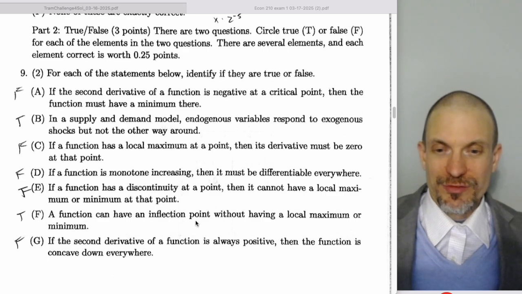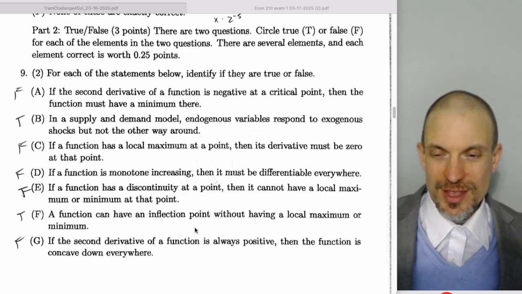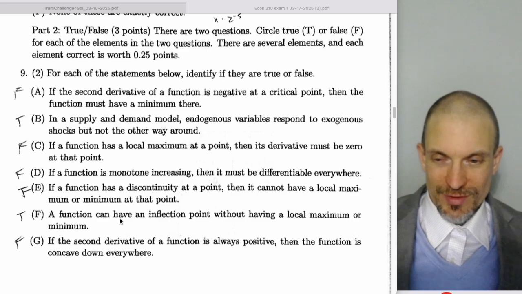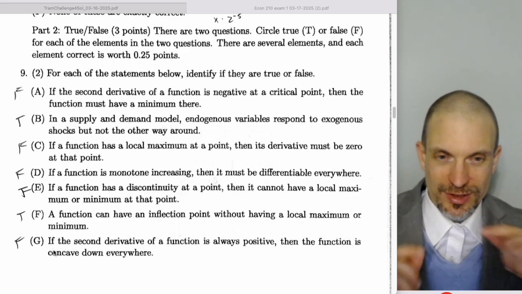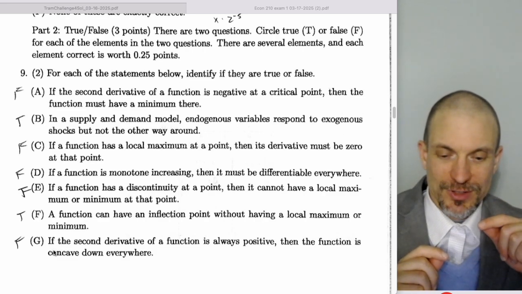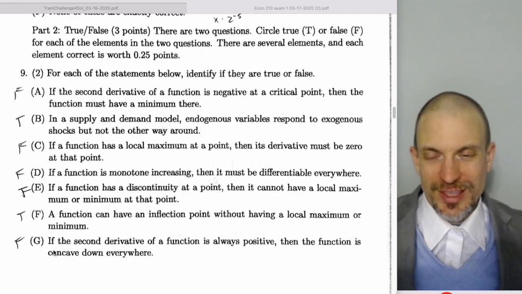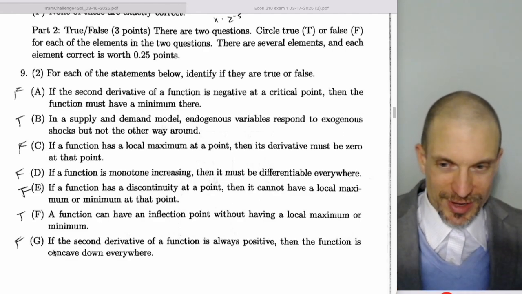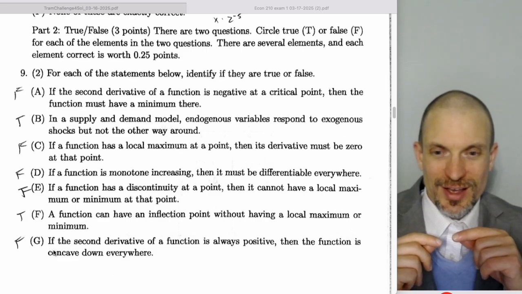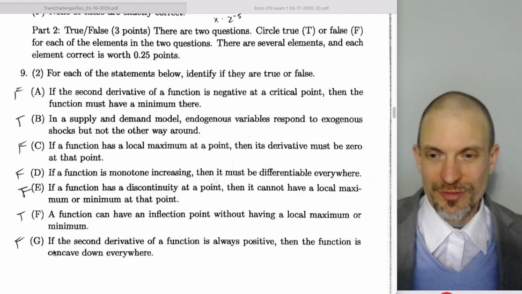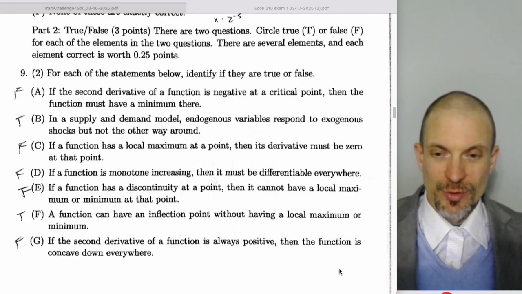A function can have an inflection point without having a local max or local min. Sure, yeah. So it can. You get things changing directions, and then you don't have a max or a min. So a good example of that is, if you take the function going through the origin, like x to the 4th or something, then the first derivative is going to be 0 at the origin, but then you look at the second derivative test, and it's going to tell us it's an inflection point.